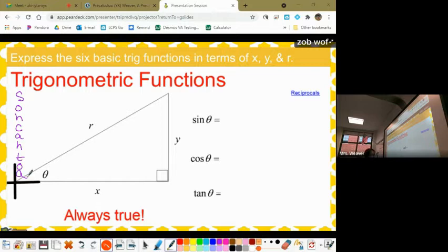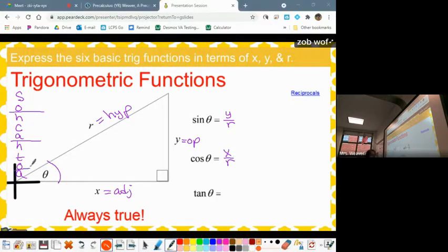Okay, so relative to our angle theta, x is the adjacent side, y is the opposite side, and r is the hypotenuse. So we know sine is opposite over hypotenuse, or y over r. Cosine is adjacent over hypotenuse, or x over r. And tangent is opposite over adjacent, or y over x.